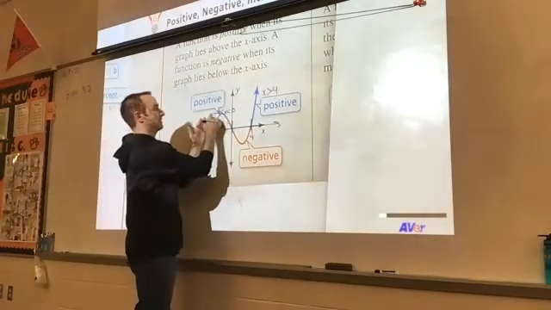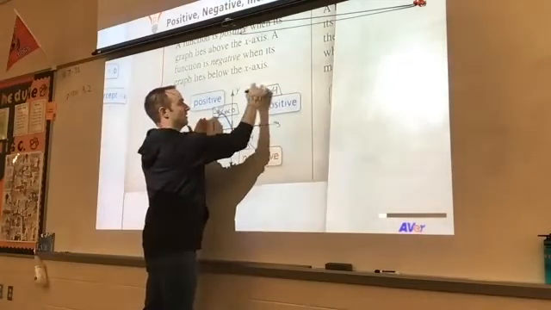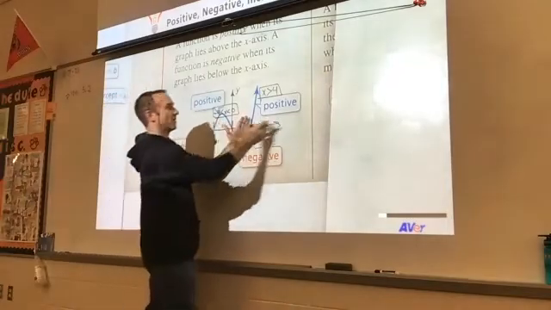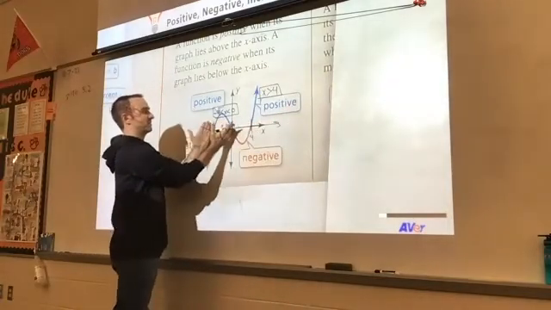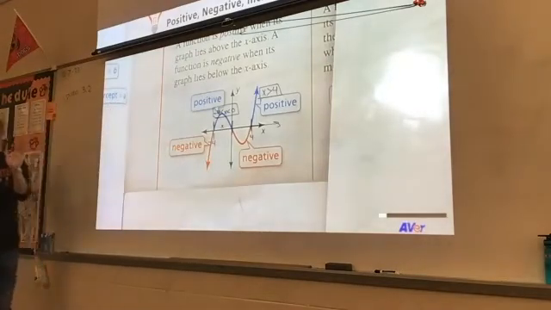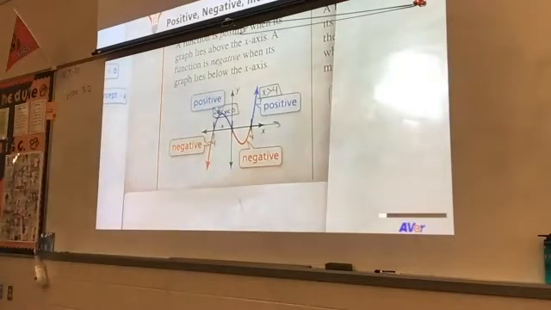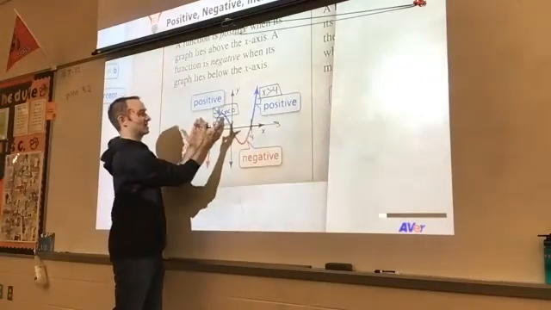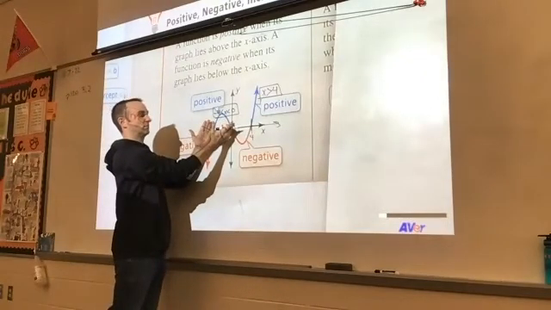So this right here and right here are when it's going to be positive. It's going to be positive on this part of the graph, and it's going to be positive on this part of the graph. Okay. Any questions about that right now? What part of the graph is it going to be positive? It's going to be positive when x is bigger than 4. It's going to be positive when x is between negative 4 and 0.